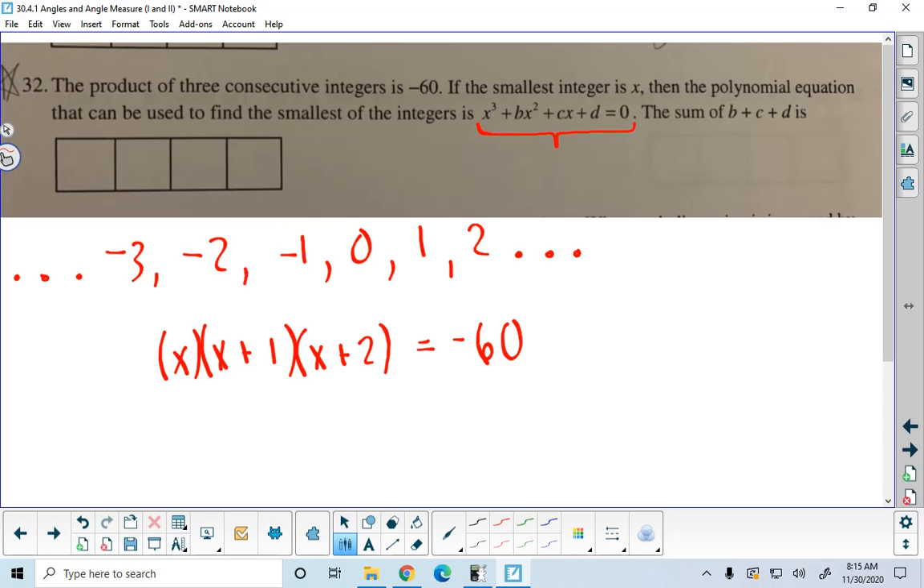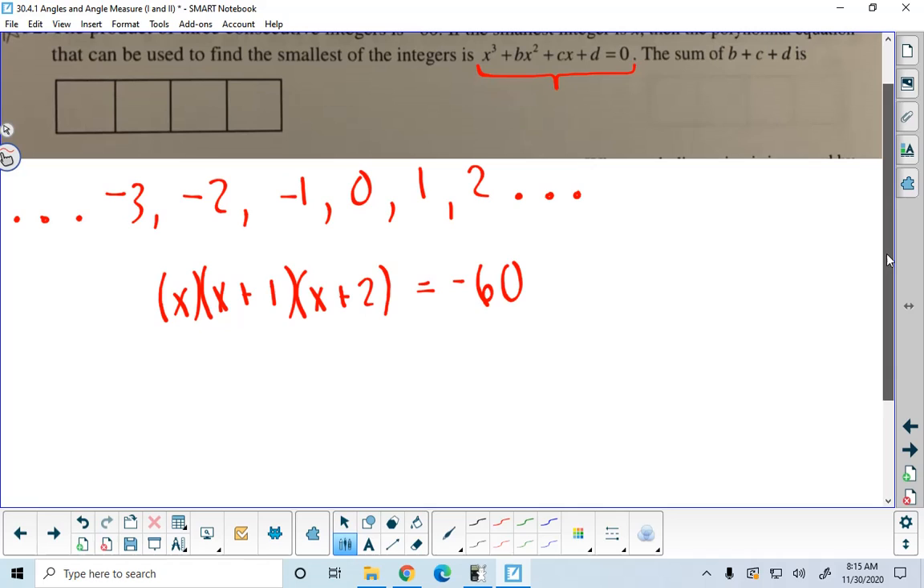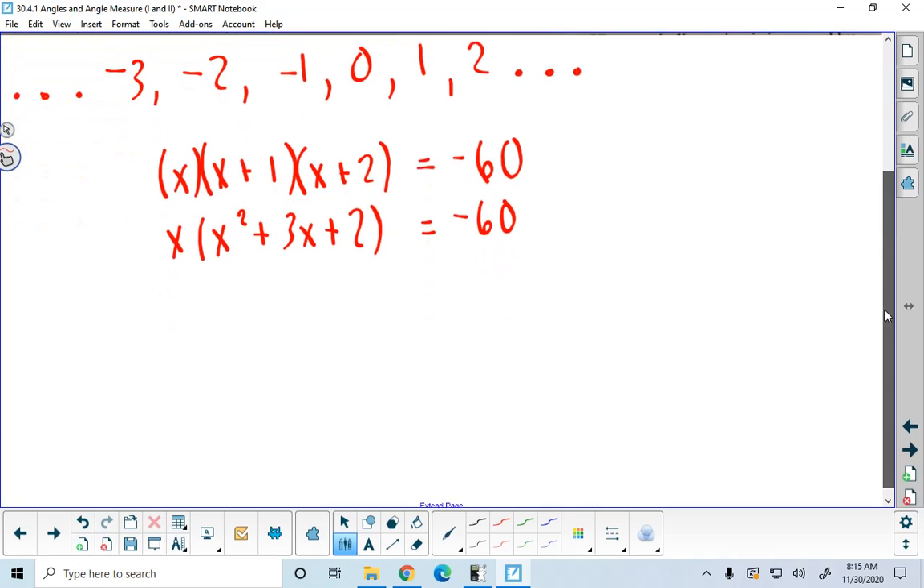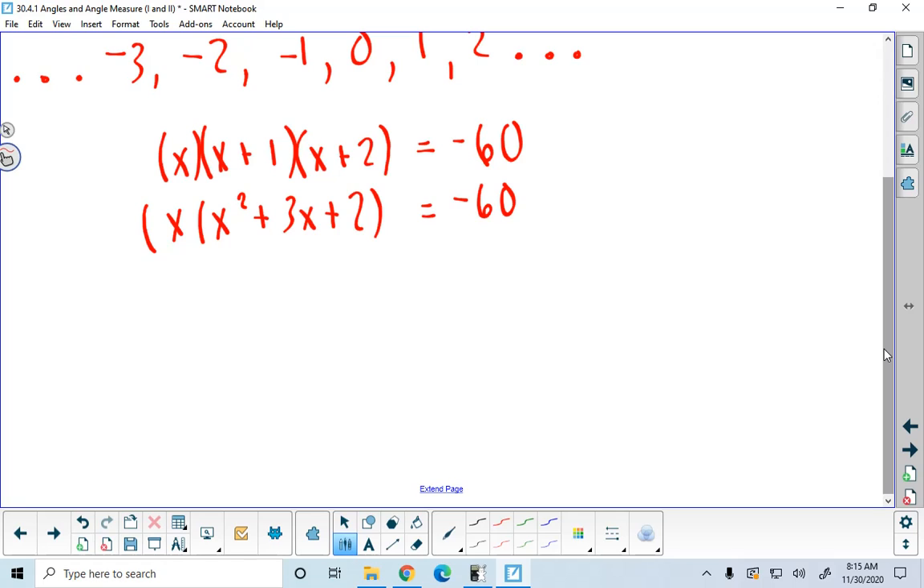the equation can be written in the form x cubed plus bx squared plus cx plus d equals 0. Well, what we're going to do is just expand this. So if I expand x plus 1 times x plus 2, I get x squared plus 3x plus 2. This is equal to -60. If I then multiply the x by the x squared plus 3x plus 2, I get x cubed plus 3x squared plus 2x, and this is equal to -60.